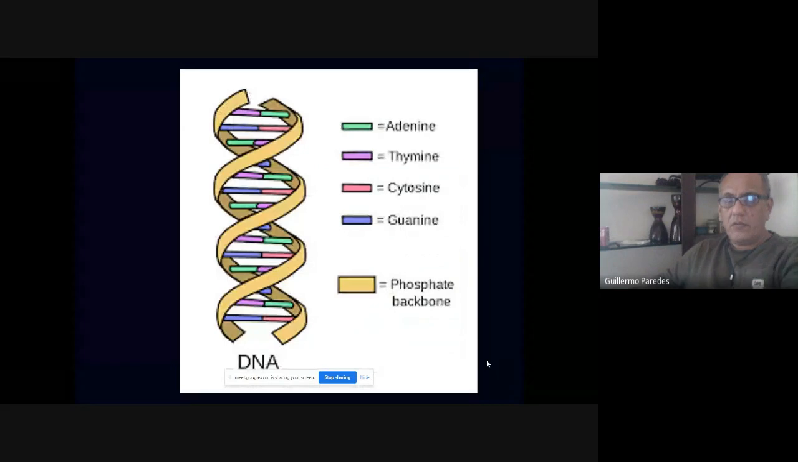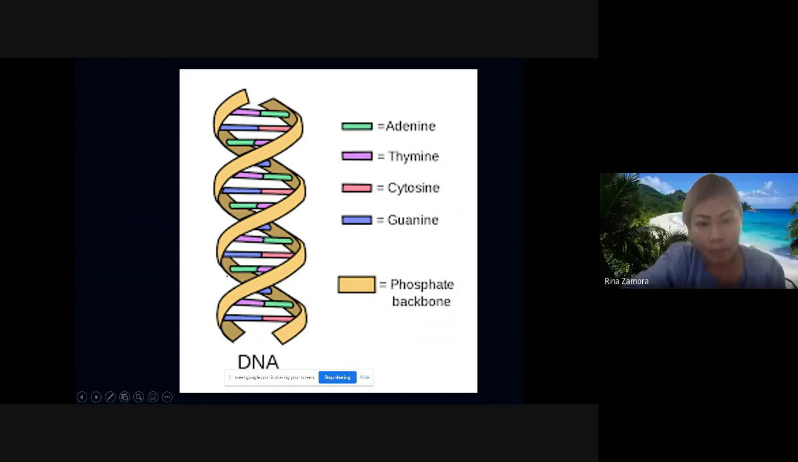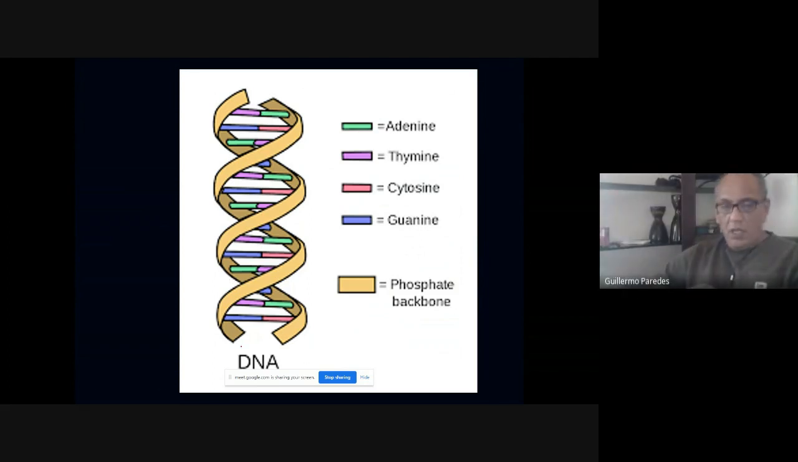Okay, so this is the DNA. Look at this. This is the DNA, as you see here. DNA is like a spiral stairs. You see my PowerPoint with the spiral stairs? Do you see that or no? Yes. Okay. So the steps, this is the step where you put your foot, to go upstairs. So this is called bases, or nucleotides.